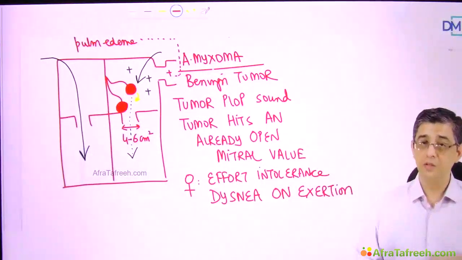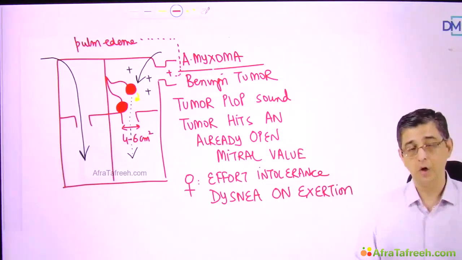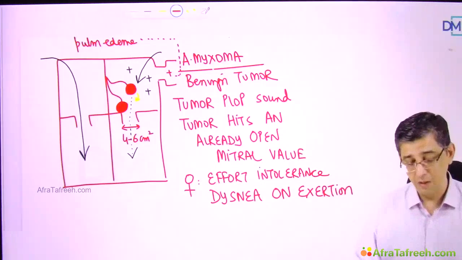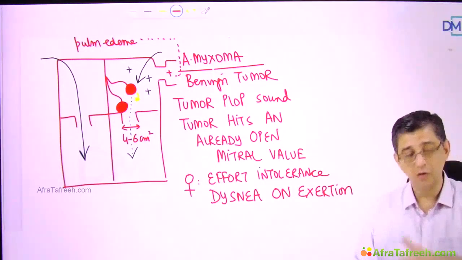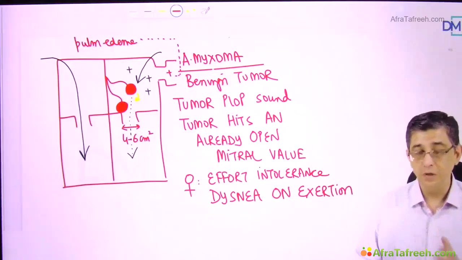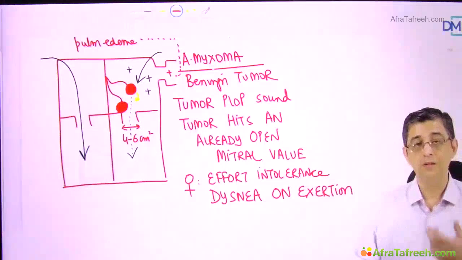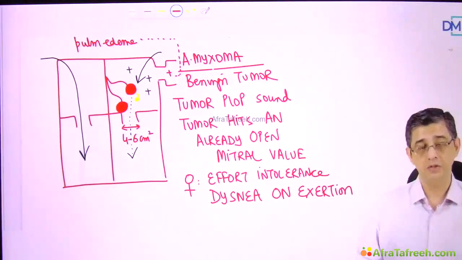However, imagine the same person is now lying supine. On lying supine, the tumor will move away because the effect of gravity will be cancelled and more blood will be able to go into the left ventricle. What I'm explaining to you is that in patients with atrial myxoma, the symptom of breathlessness is increased in the sitting position.